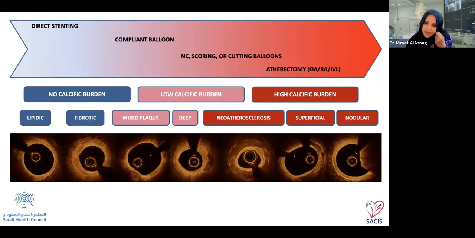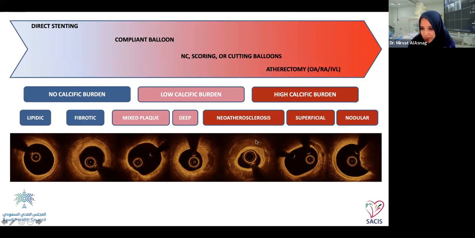The other reason, as I said, is you want to see, can you do direct stenting? So really look at this slide very carefully. I'm happy to share it again with you. You need to be able to distinguish in morphology between lipidic, fibrotic, often mixed plaque, and then something like deep calcium. Do you see this where my cursor is? This is quite deep. It's not superficial. It's not close to the lumen.